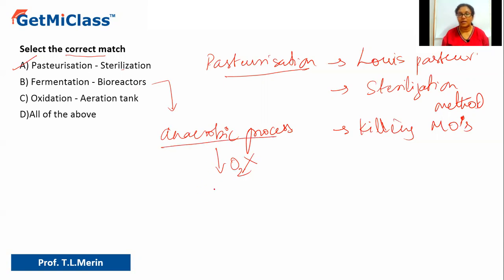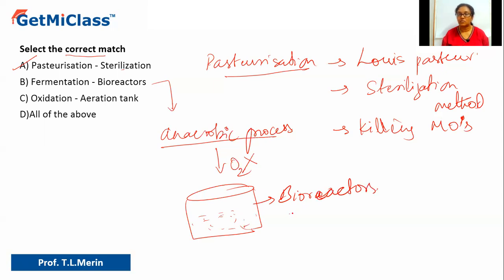The organisms which are used are cultured in huge containers, and the product is also formed in this huge container. So these are called what? Bioreactors. These bioreactors are used to grow living organisms as well as to get the desired product. Hence, option B is also correct. If you want an example, yeast is used for the production of alcohol, right? The process by which carbohydrates get converted into alcohol is fermentation. So that is also a correct match.